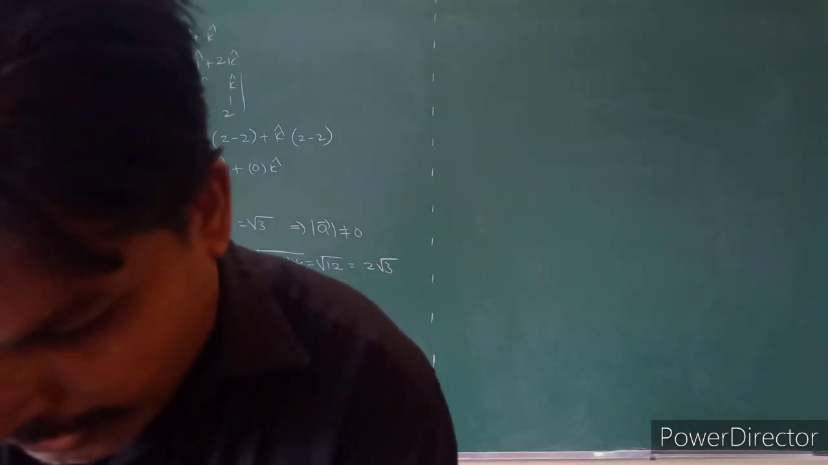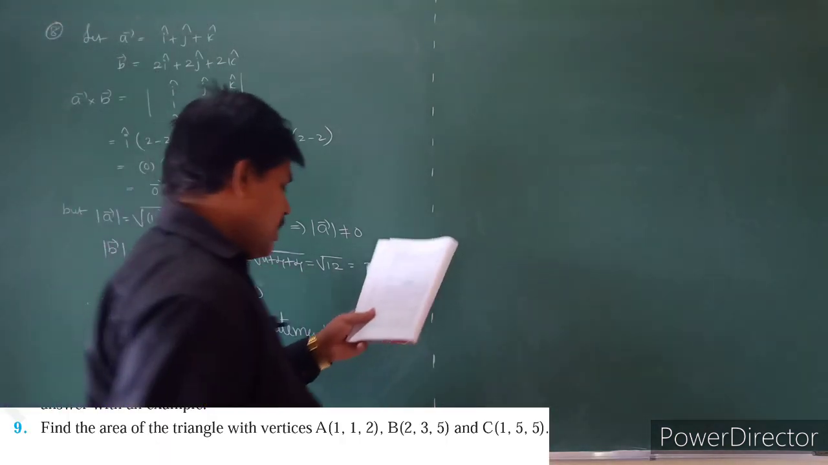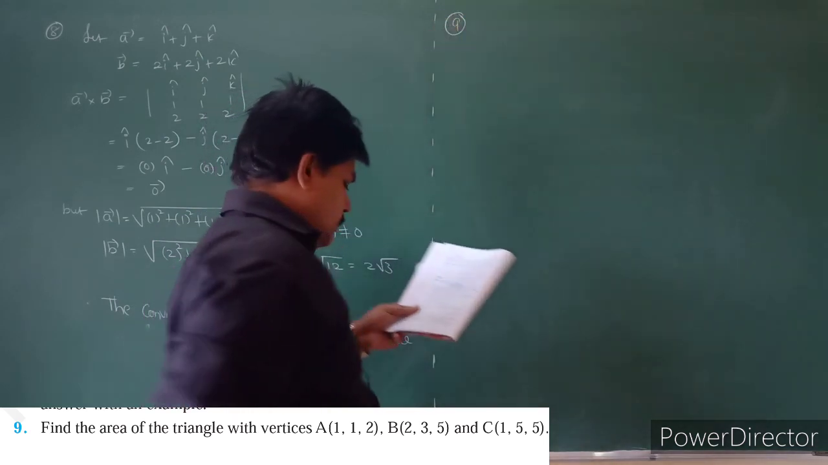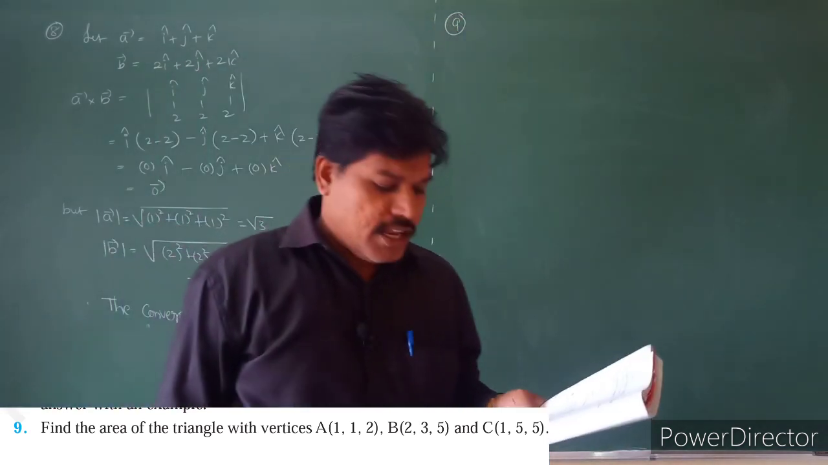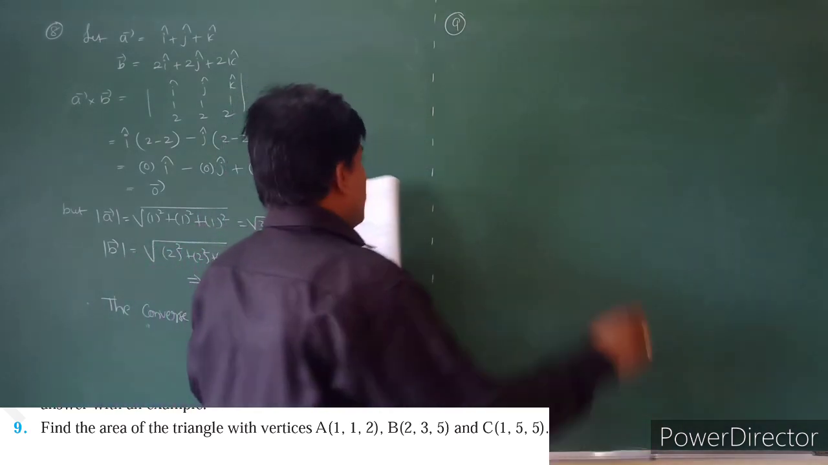See question number 9. Find the area of the triangle. Find the area of the triangle with vertices. What are the vertices?